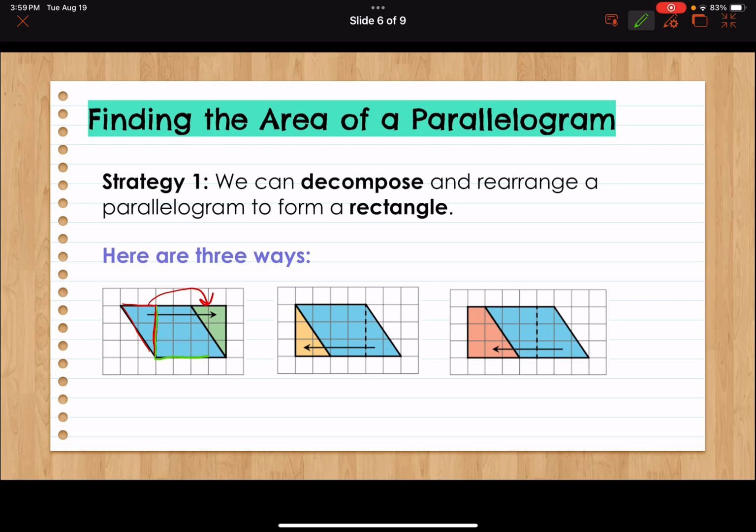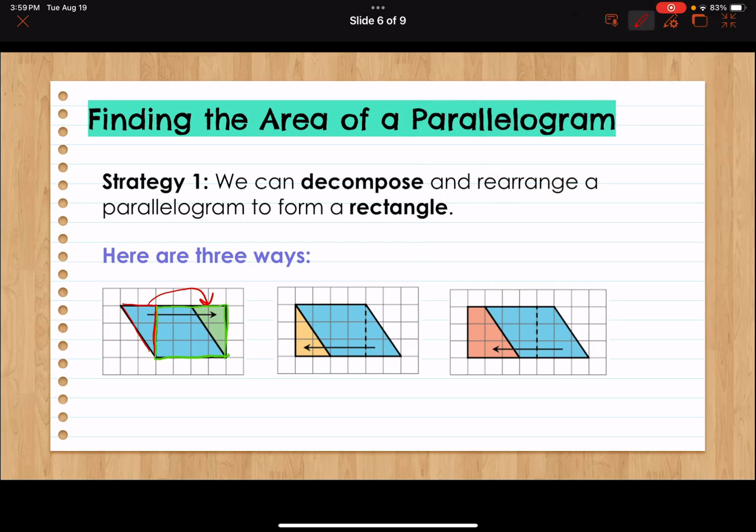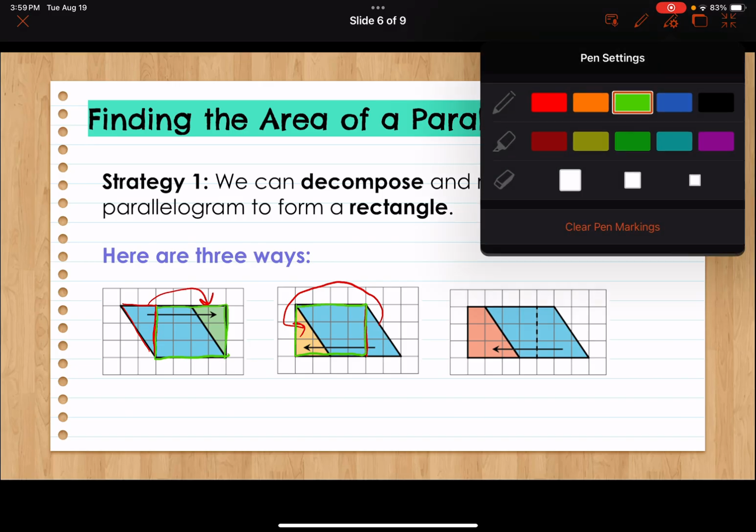So this would be the new shape. Same thing with the next one. Instead, they cut off a different part of the parallelogram. So they went on this side instead and moved it over here. So it doesn't matter what part you take off, as long as you put it back together, just like we learned in lesson 1. No matter how you cut it, if you put it back together, you're not changing the total area. You're just rearranging it. So here's another rectangle that was created using the same parallelogram.